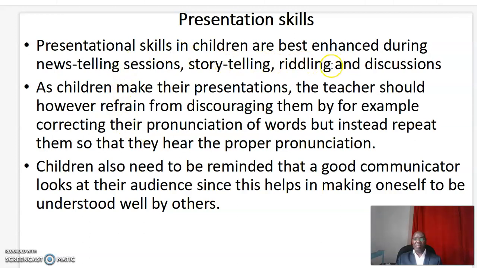Presentational skills in children are best enhanced during news telling sessions, storytelling, reading, and discussions. As children make their presentation, the teacher should, however, refrain from discouraging them, for example, correcting their pronunciation of words, but instead repeat them so that they hear the proper pronunciation. Children also need to be reminded that a good communicator looks at their audience, since this helps in making oneself to be understood well by others.